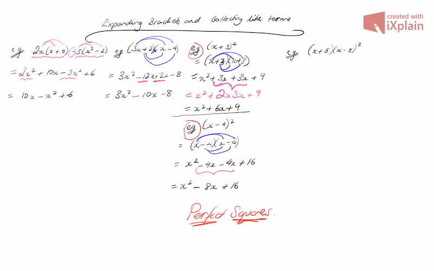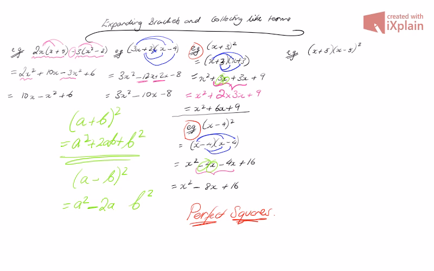So if we think about that in terms of a rule, if you have an addition, you take the first term and you square it, the second term and you square it, and on the inside we have two lots of the terms multiplying together, just like we had the 3 and the x, and we had the negative 4 and the x. Same goes for when we have the subtraction. First term squared, second term squared, and then we minus two lots of the terms together.